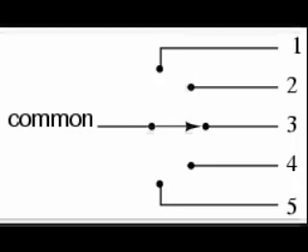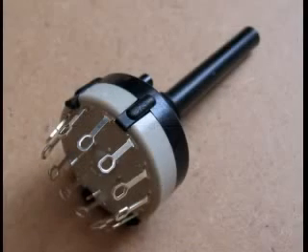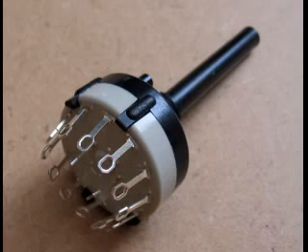This picture shows the back of this type of selector switch. You can see the connection terminals for the wires. This type of selector switch is found on many multimeters used for electrical measurements.